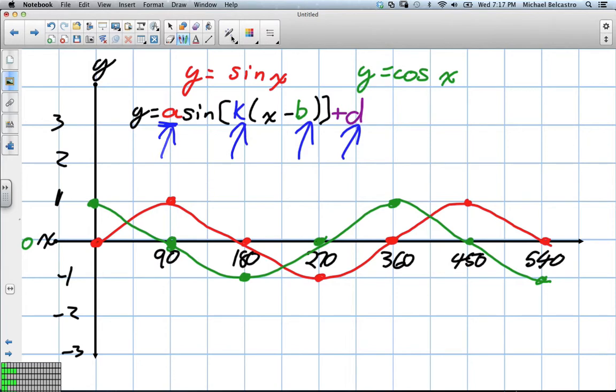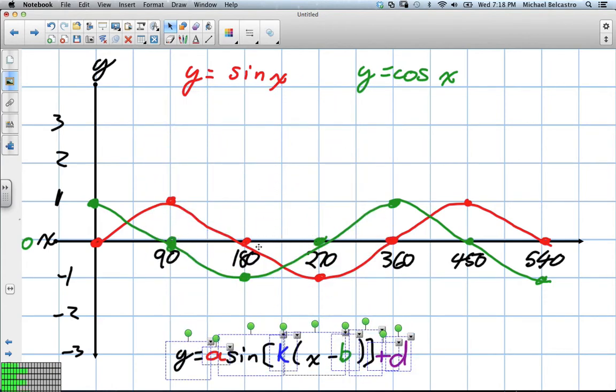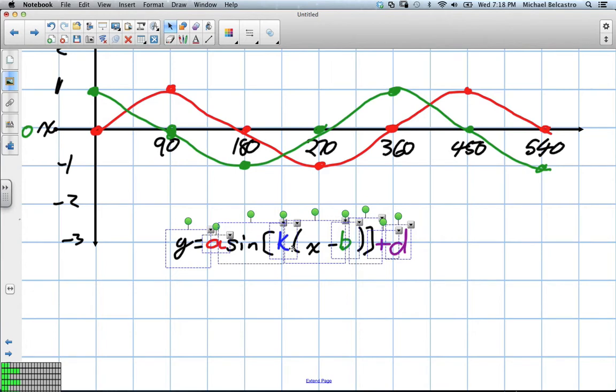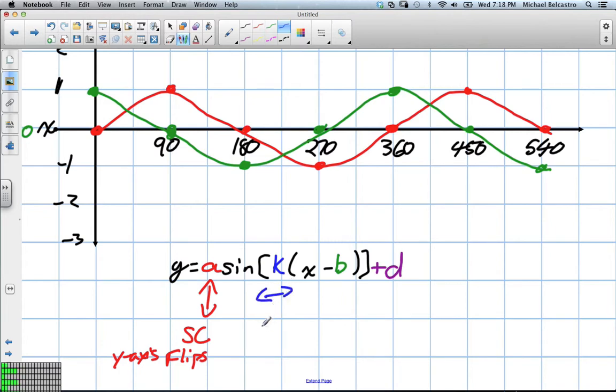A gives us vertical stretches and compressions, and flips things on the x-axis. So let's try to make sense of that again. A stretches and compresses, so I'm going to say SC, and flips things on the x-axis. Important to remember that. K stretches and compresses. I'm going to say compresses and stretches because it's actually vice versa of how A does it, and flips our functions on the y-axis.